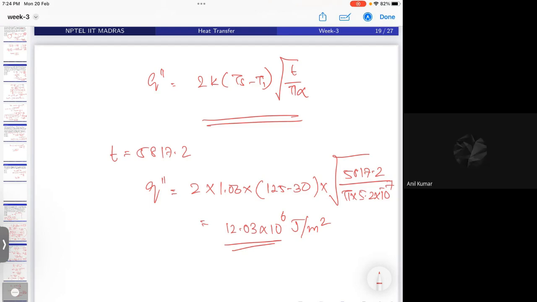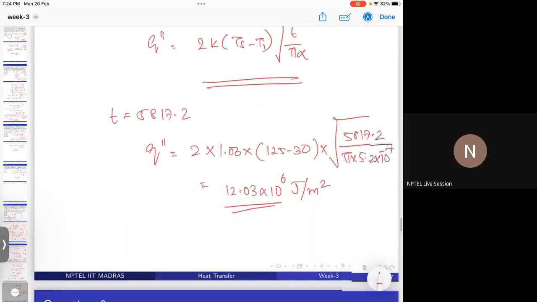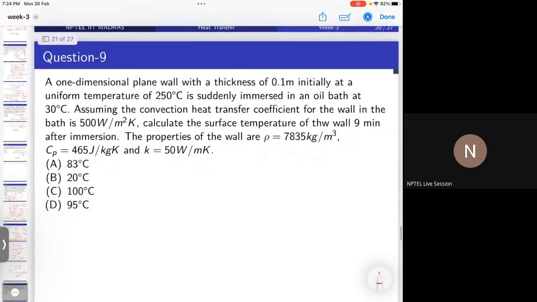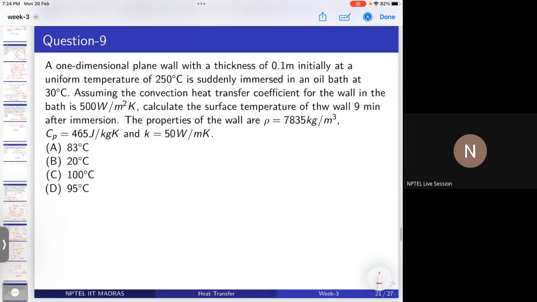Yes, sir, it is 12.24 into 10 to the power 6. Okay, yeah, somewhat near. That's fine. Okay, so let's move on to the next question.